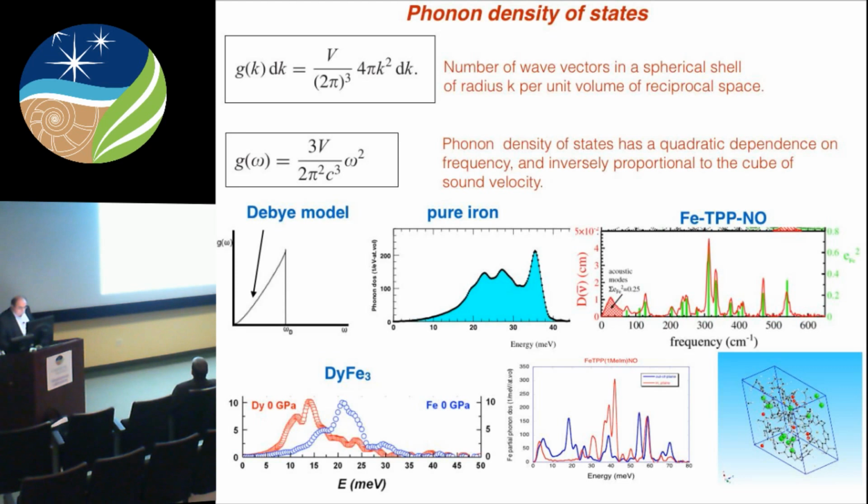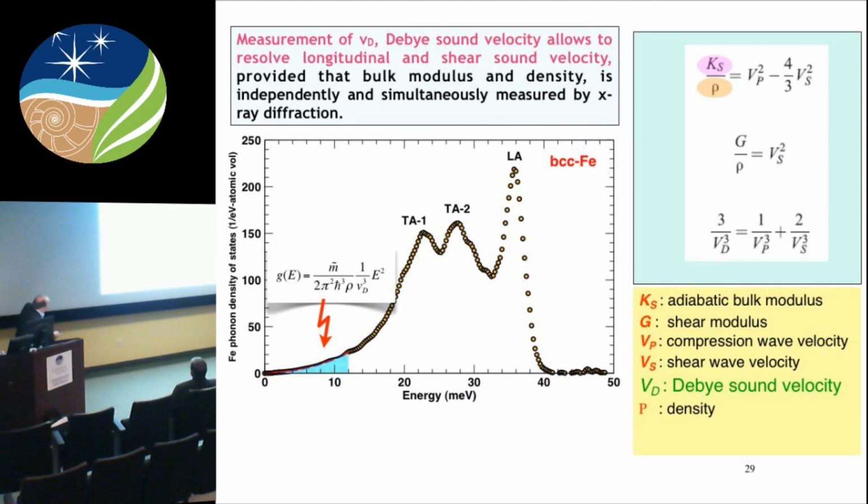So David, as soon as he took the first data set, also demonstrated that if you know the density and bulk modulus, you can take the Debye-Sound velocity, which is extracted from the curvature here, inversely proportional to the cube of the sound velocity. He demonstrated that by knowing these two, we can decouple the compression and the shear velocities from each other, which can be measured with the X-ray diffraction.